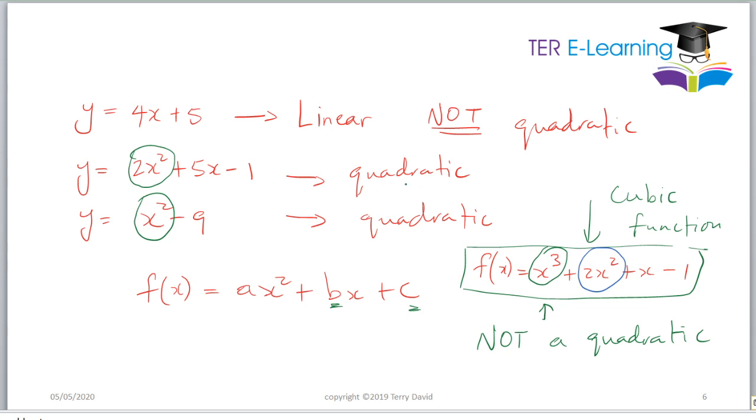So to be a quadratic, you must be of the form f of x equal to ax squared plus bx plus c. Notice in this general form, there's no x cube inside that equation. So the highest power of x that I'm going up to is x squared. So let's look at something else now.